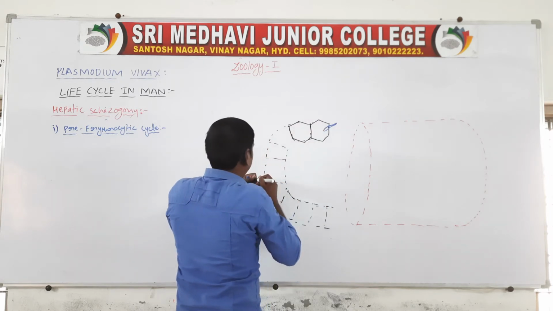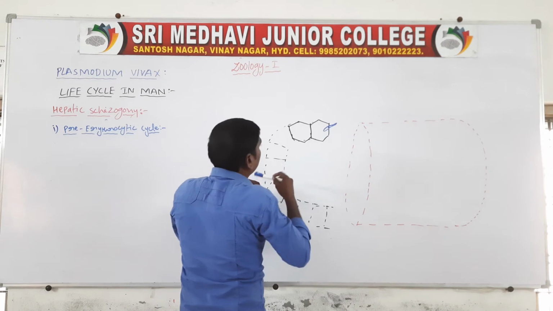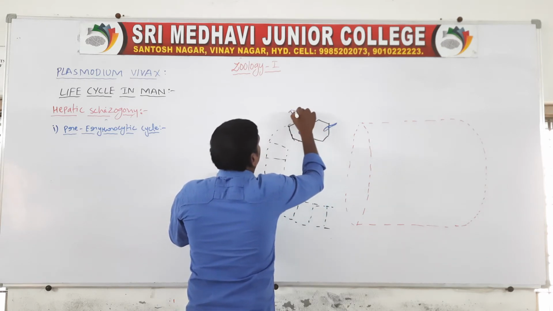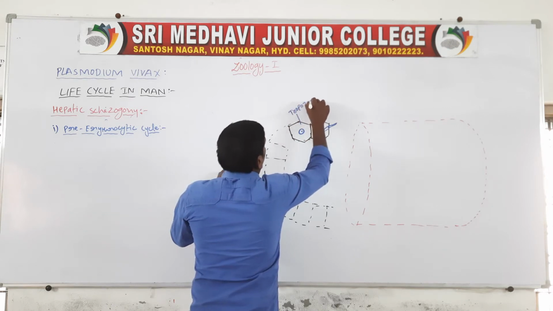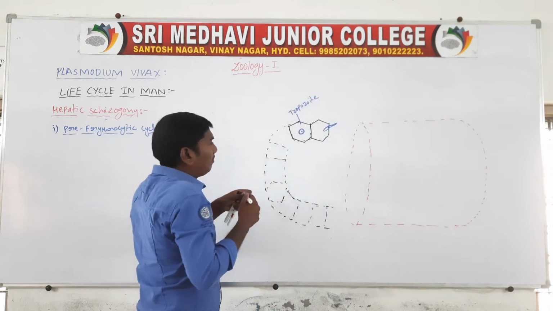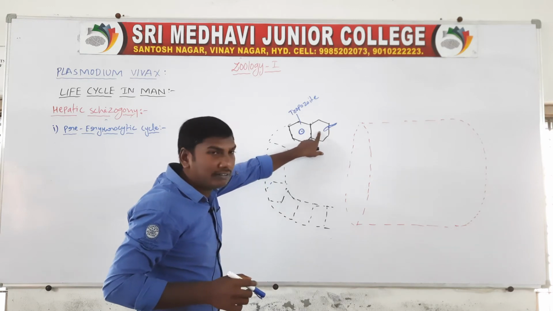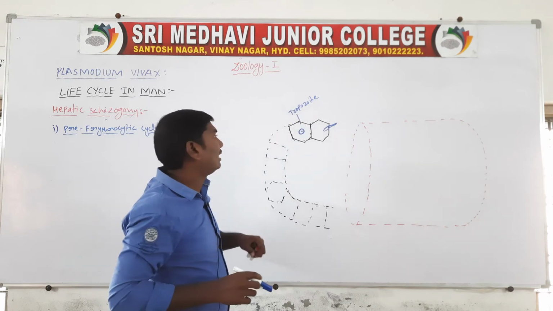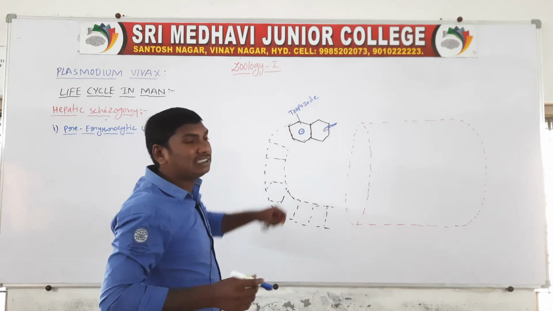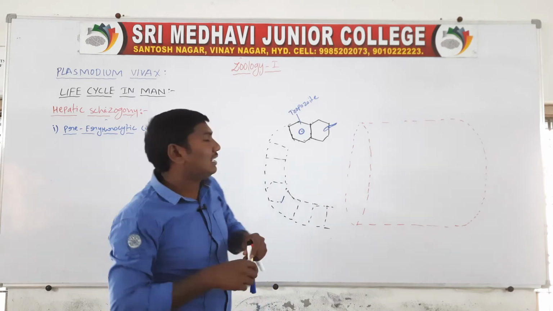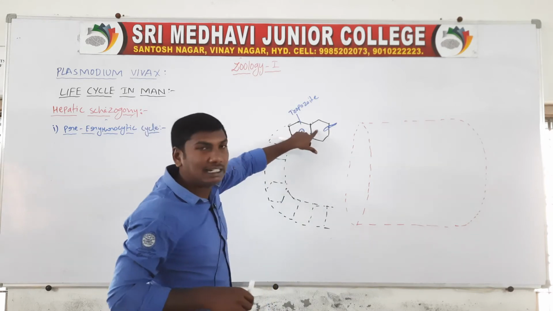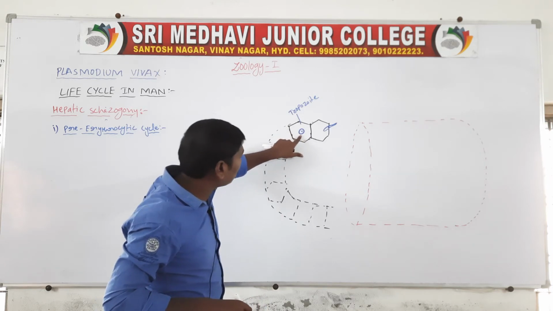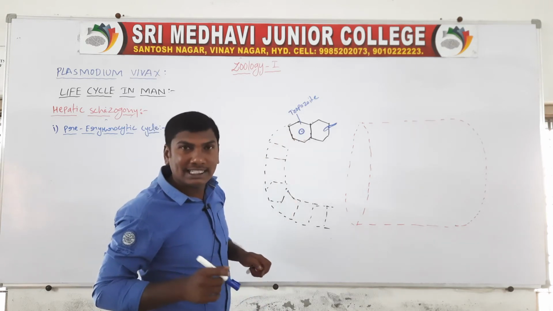So first step, the sporozoite entering into the liver cell. Next one, they are converting to the trophozoite stage. Next one, the trophozoite stage, they are eating the cell organelles. These are the liver cells. The liver cells contain cell organelles. So this trophozoite stage is eating the cell organelles.